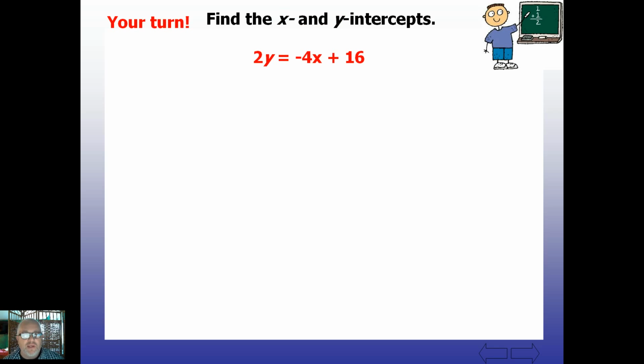All right, one more, I think. 2y equals negative 4x plus 16. So now, what's different about this problem than what we've seen so far? Can you tell that it's not set in standard form yet? So what are we going to do to make that into standard form? We're going to move that 4x from the right side of the equation to the left side.